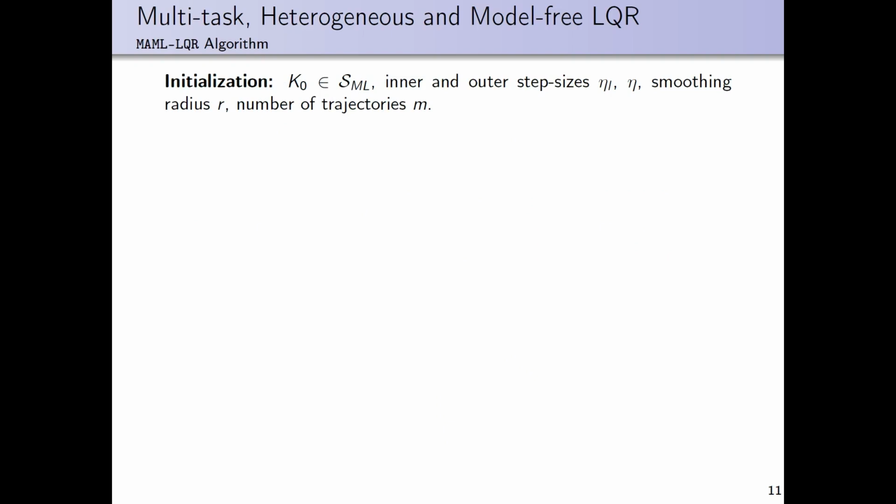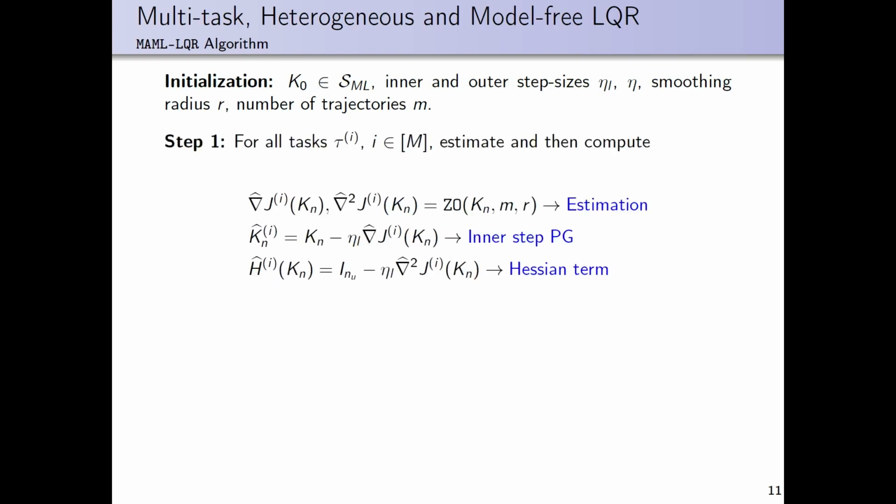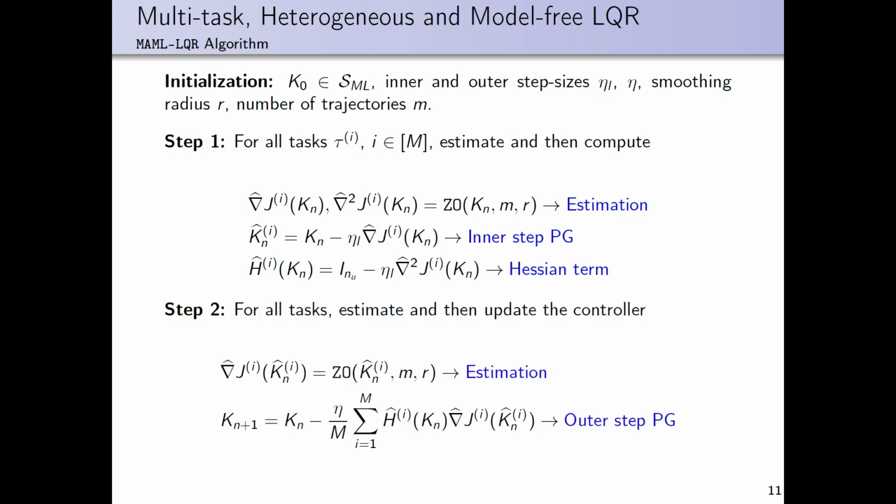Okay. So our algorithm is quite simple. We give an initial stabilizing controller, then we set inner and outer step sizes and also the parameters for the zero order estimation. Then for all the iterations and all the tasks, we first estimate gradients and Hessians, then we do this inner step PG, as I mentioned before, then we compute this Hessian term as well. Then for all the tasks again, we now estimate the gradient, but at that inner step PG, and then we update the controller with an approximate version of the MAML gradient.